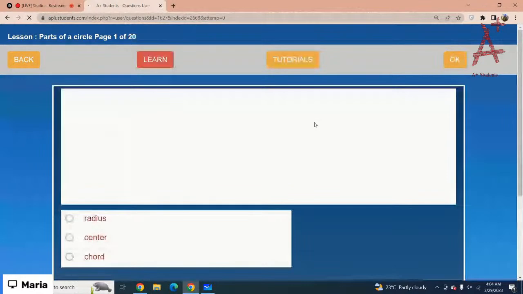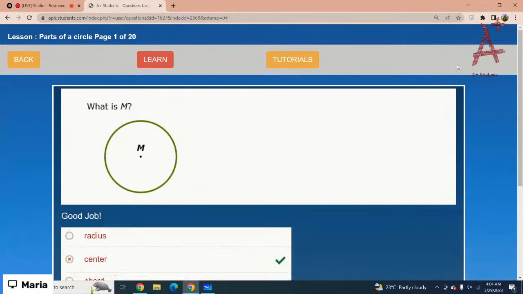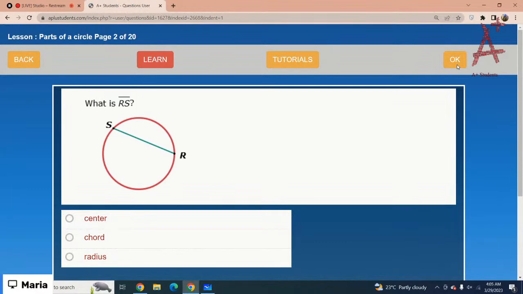What is M? Radius, center, chord. M is the center of the circle, so the correct option is center. What is RS? RS is a line that is not passing through the center, but it is touching the circle at two points. That would be the chord. Yes, it is the chord.